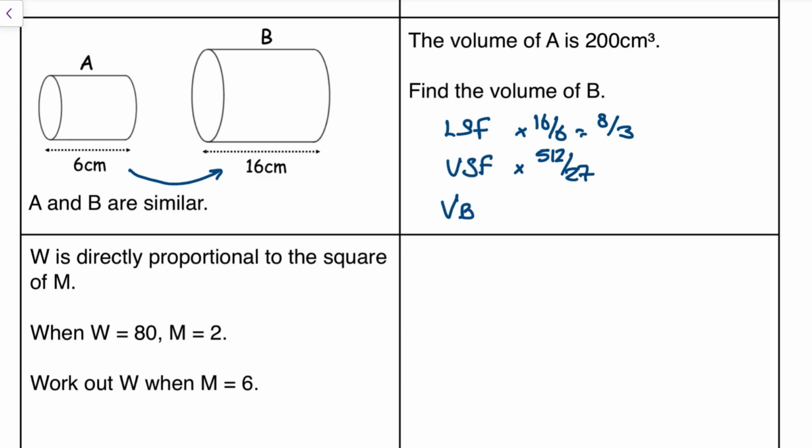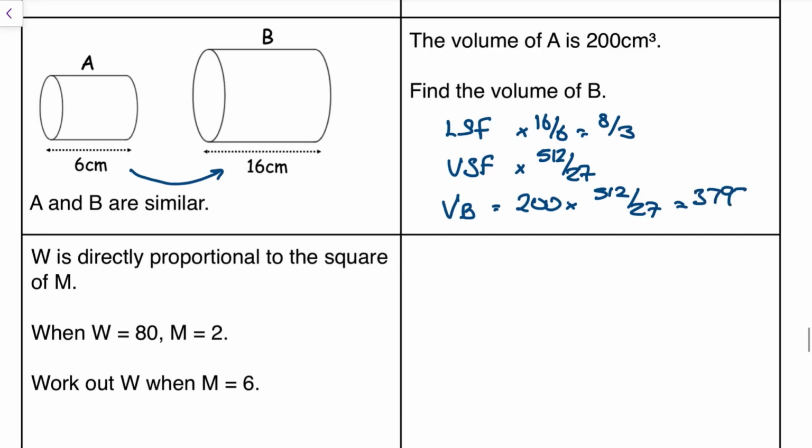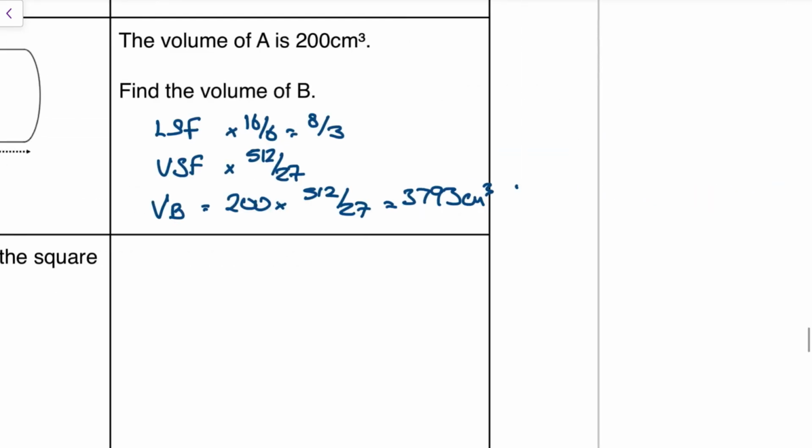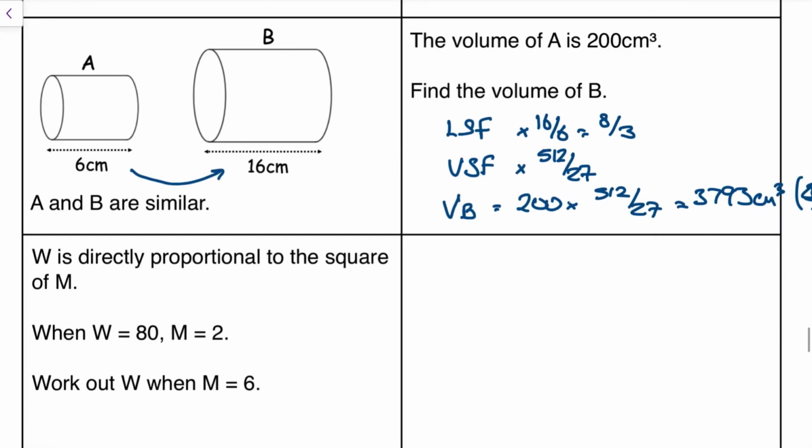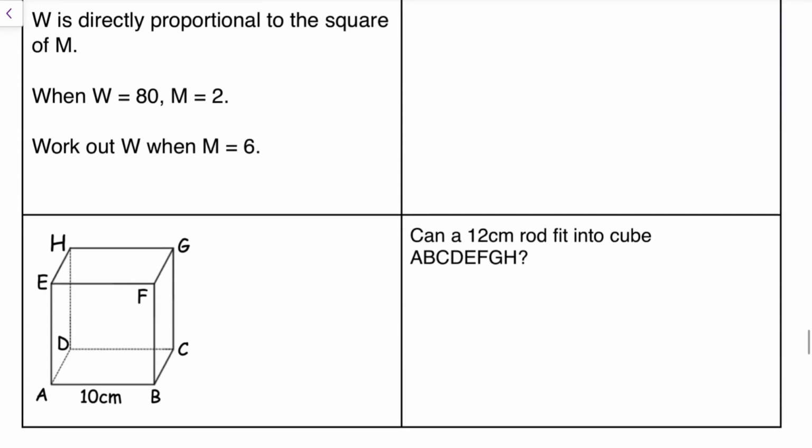And then to work out my volume of B, that's what it wanted. So volume of A is this, find the volume of B. So my volume of B is going to be 200 times 512 over 27. Calculator out. And that on my calculator is 3792.592593. And I'm just going to call that 3793. So 3793 centimetres cubed. And I'm going to put my accuracy, get used to doing that, to 4 sig fig, not 3 sig fig. And next, is that it? No, 2 more questions.